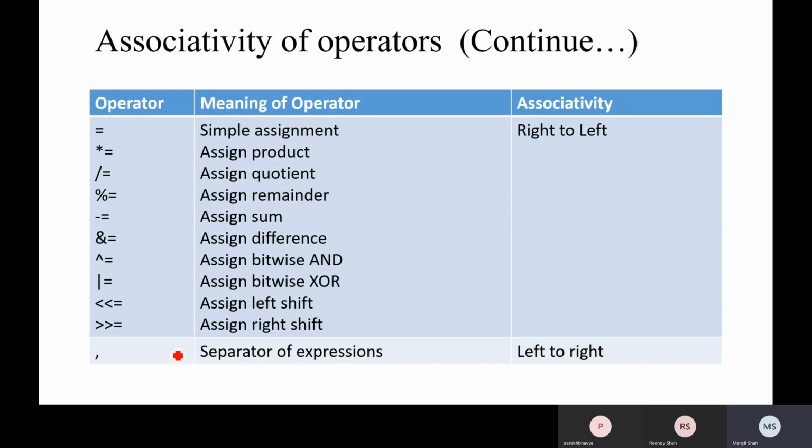Then simple assignment and the shortened assignment operators, which we have seen: star equal to, division equal to, modulo equal to, subtraction equal to, and equal to, exclusive or equal to, bitwise or equal to, left shift equal to, right shift equal to. The associativity is right to left. And the comma separator expression is left to right.